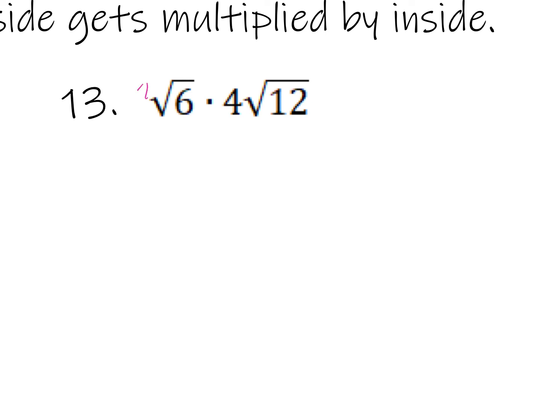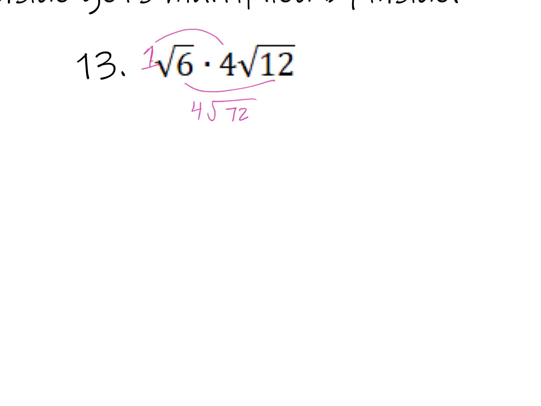All right, here. So now our 1's out front instead. So 1 times 4 is 4. And then 6 times 12 is going to give us 72. And again, that's going to be one of those that can be broken down and simplified more. And when we do, we're going to end up getting 12 times 6, 2 times 3, 2 times 6, 2 times 3.